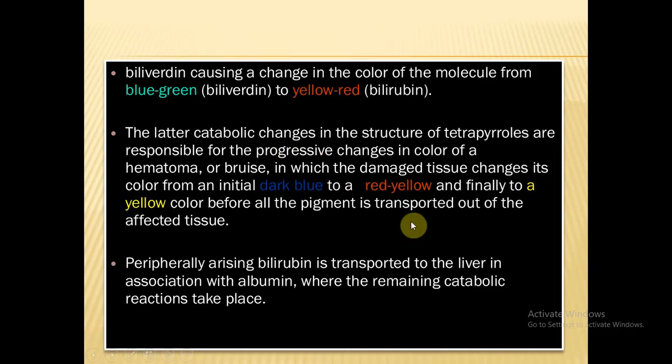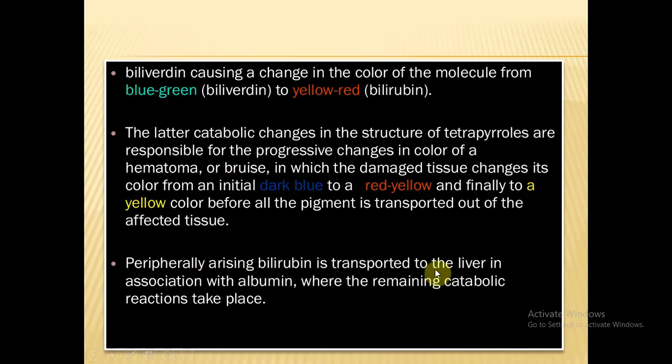This is how, when you get an injury or damage, there is a bruise which basically changes color from days to days, and that's how the dark blue, red-yellow and yellow color is formed. That's due to the destruction of red blood cells and release of the biliverdin and bilirubin.